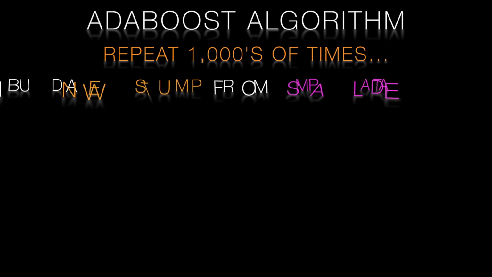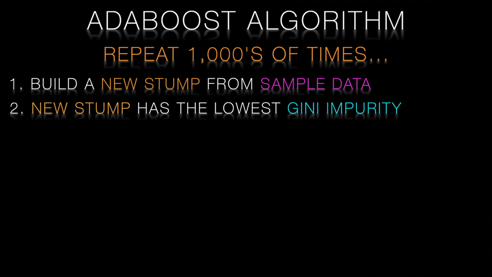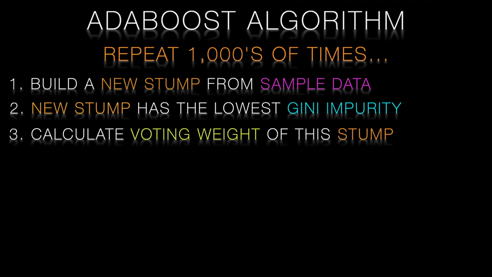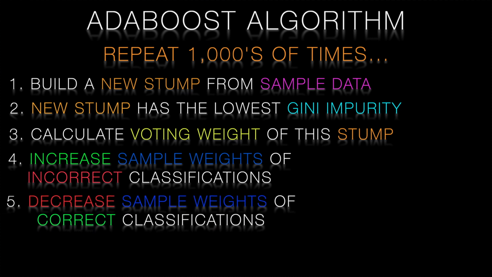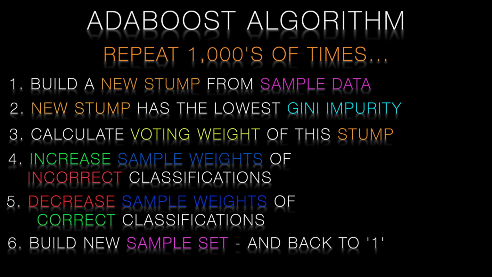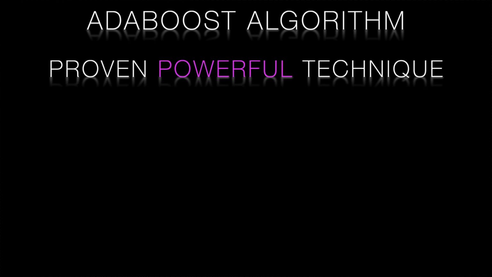We simply repeat this process hundreds or thousands of times, depending on the amount of stumps we need in our forest. We build a new stump from our new sample data. We see which split on which variable produces the best Gini impurity score. We calculate the voting weight of this stump and increase the sample weights for the records that were incorrectly classified by the stump and decrease the sample weights for the records correctly classified. This AdaBoost method is extremely powerful and results in ensembles with vastly improved accuracy over single classifiers.